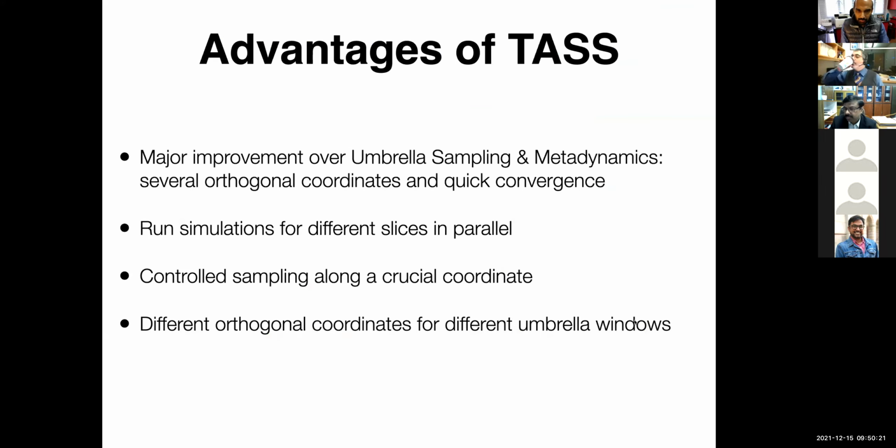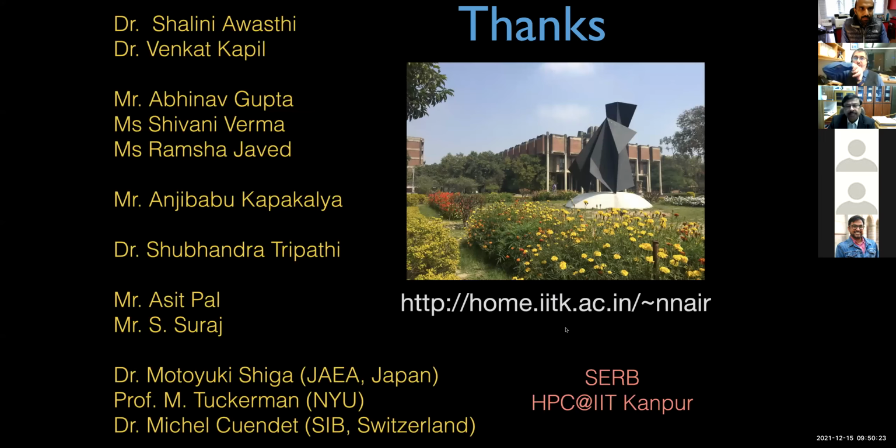With this, I will stop, and I'd like to thank my students, Shalini Avasti and Venkat Kapil, who started this project, then Abhinav Gupta, Shivani, and Ramsha, who are working on parallel bias metadynamics. Anji Babu's work I have not discussed, but he's going to show you a poster where he's going to look at much more complex systems. Shubhendra Tripathi worked on drug binding and unbinding. Asit Pal and Suraj worked on mean force approaches and reconstruction of free energies using machine learning.